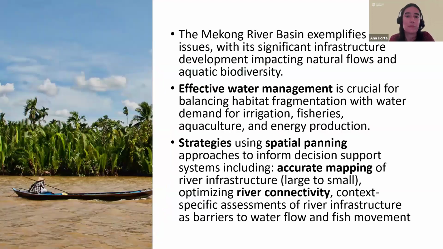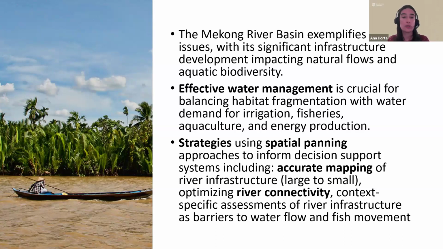So next slide, please. So the Mekong River Basin does exemplify some of these issues. So we've seen significant river infrastructure impact on natural flows and aquatic biodiversity. So we know that we need this river infrastructure. So I suppose the challenge is to achieve effective water management where we can balance the impacts of habitat fragmentation with ensuring water availability for different uses like irrigation, fisheries, aquaculture, and energy production.